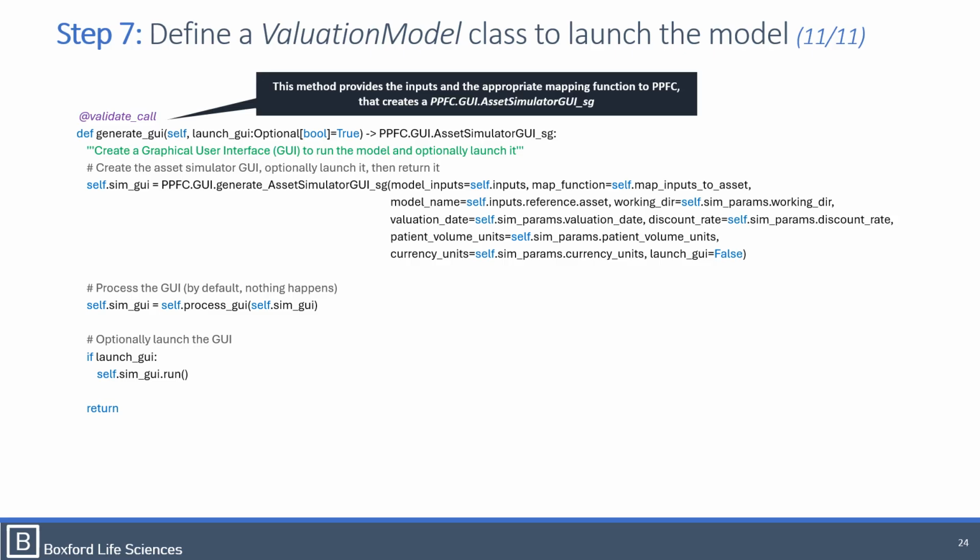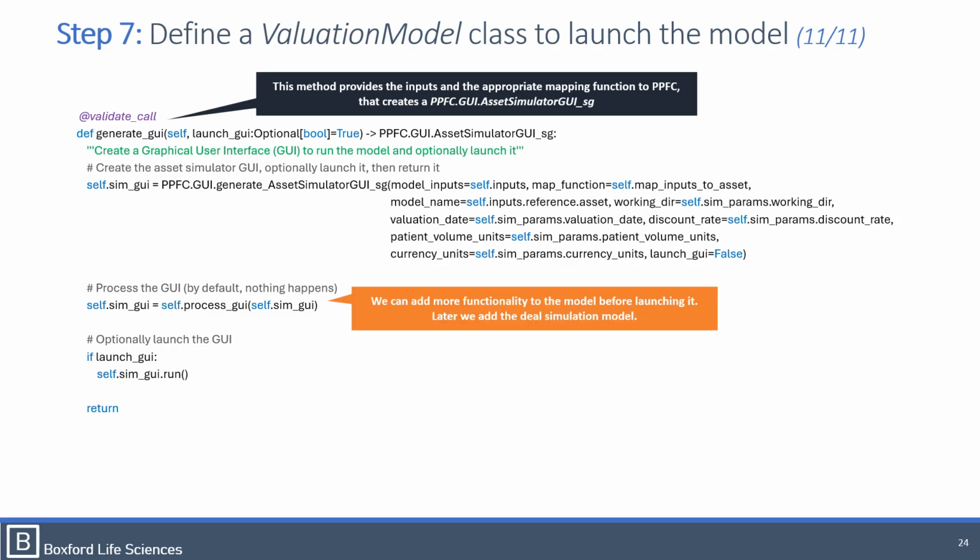It does it by a built-in method that's in PPFC GUI, where we pass it the model inputs that we want to use, this map function that we've defined, and then the other simulation parameters like the name of the model we want to use, the location of the working directory, the valuation date, discount rate, and what kind of units we want to report results in. And then once we create that asset simulator, which is doing all the work for us, so what we've defined up until this point is just saying what are the dynamics that we want to see. When we have this single line, that's what automates all the process of creating the model, wrapping it in a simulator, wrapping that in a graphical user interface to operate it, and then handing it back to us as an object that we can use.